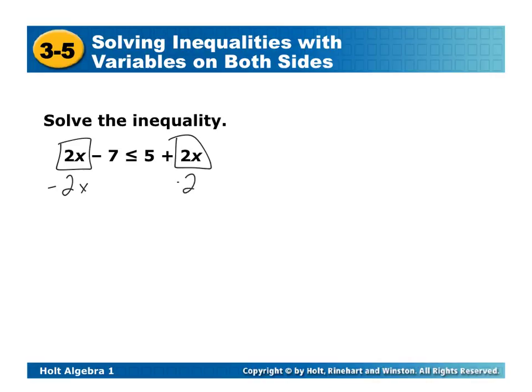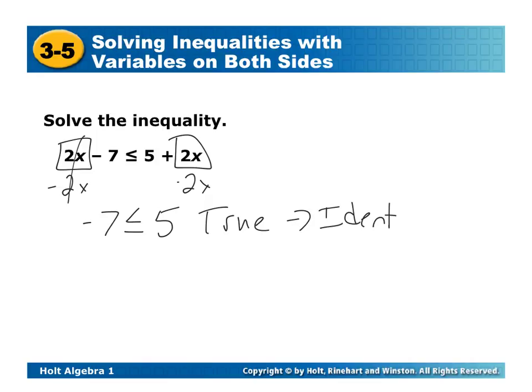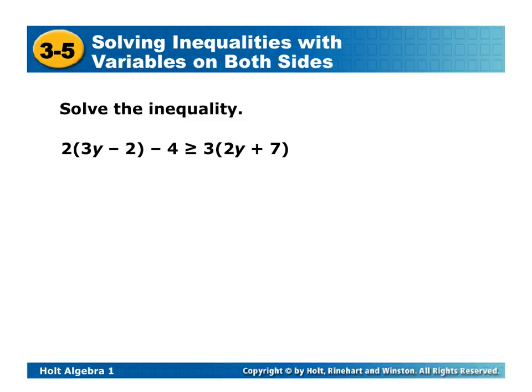If I subtract 2x, then we have a situation where negative 7 is less than or equal to 5. Since this is true, this would be an example of an identity. So this would mean that our answer would be all real numbers. So any number we would pick in this situation would make this inequality true.